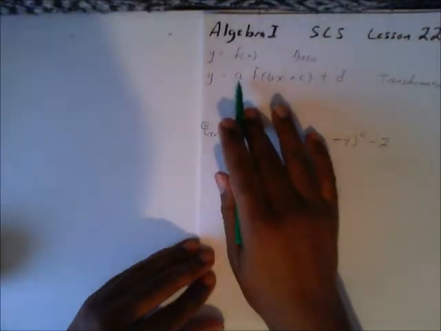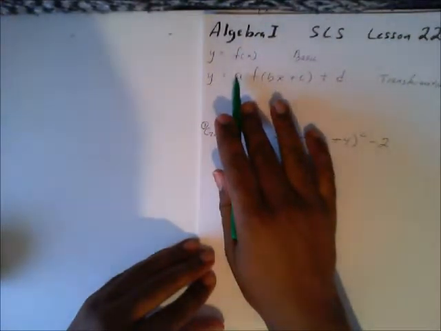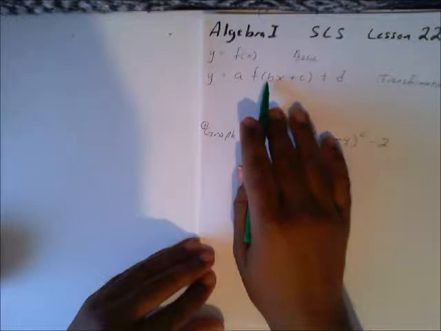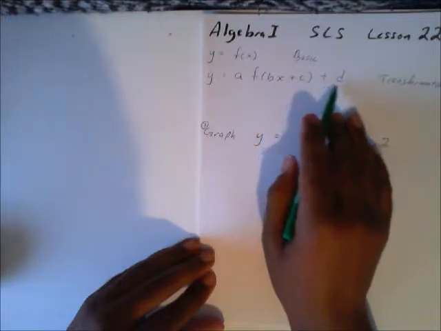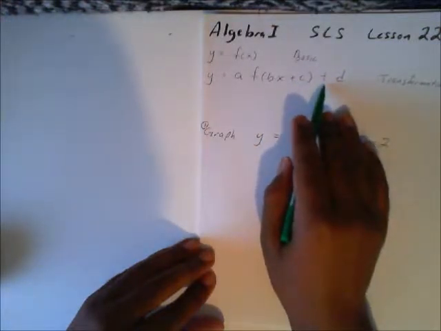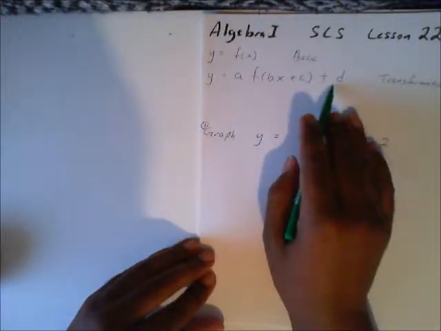A is any number that multiplies outside of the function. B is any number that multiplies on the x inside the function. C is any number that adds or subtracts inside the function. And D represents any number that adds or subtracts outside the function.